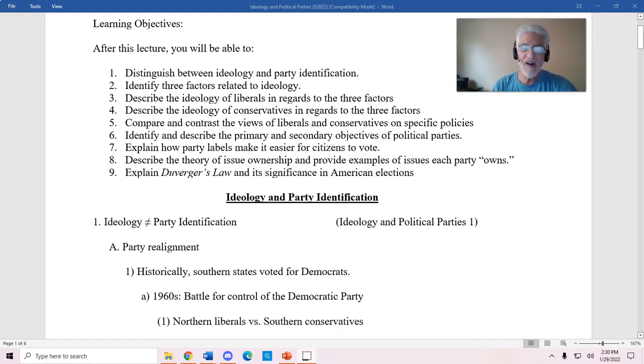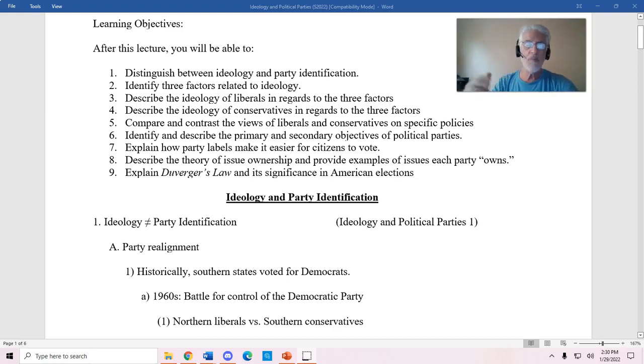You'll be able to identify three factors that are related to ideology, and you'll be able to describe the ideology of liberals in regards to those three factors. You'll also be able to describe the ideology of conservatives in regards to those three factors. You'll be able to compare and contrast the views of liberals and conservatives on specific policies.